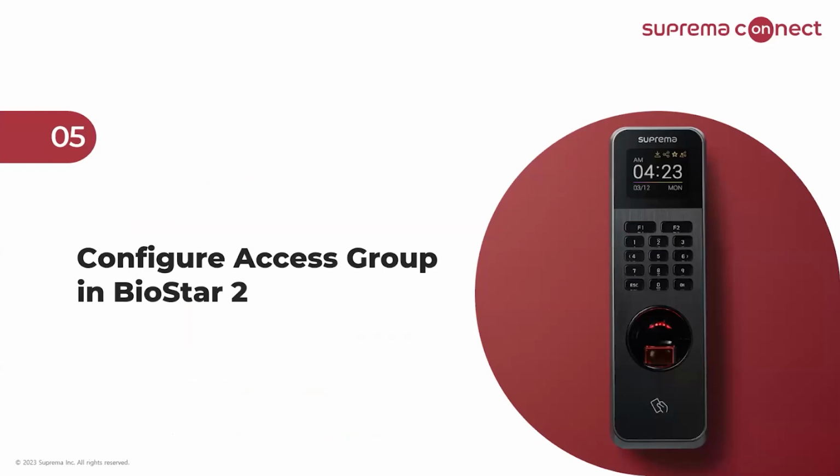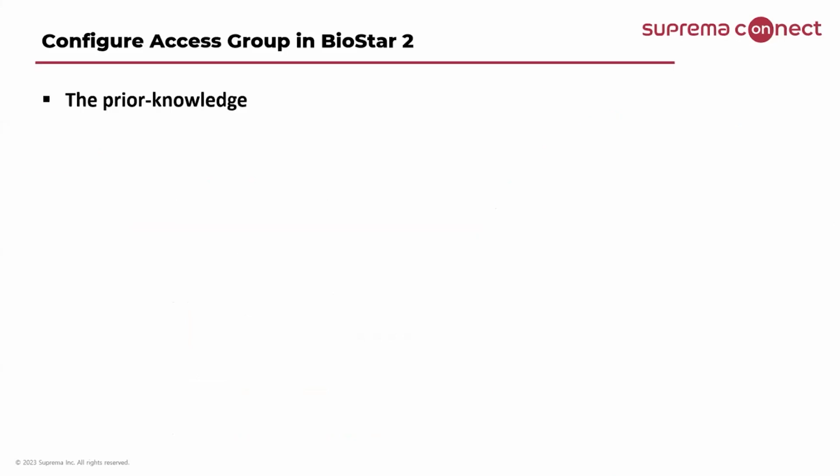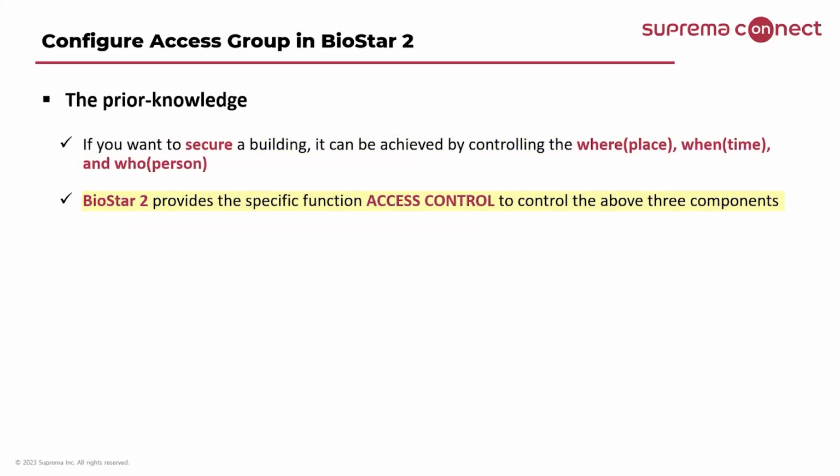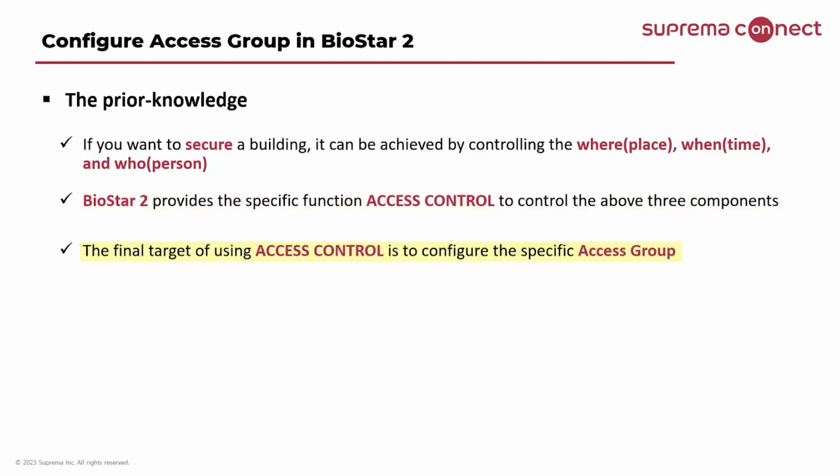And the last chapter is Configure Access Group in BioStar 2. As previously stated in Chapter 1, you can achieve security in a building by controlling when, where, and who. And BioStar 2 provides a specific function, access control, to control the above 3 components. And the target of using access control is to configure the specific access group. And the basic sequence is as the following.